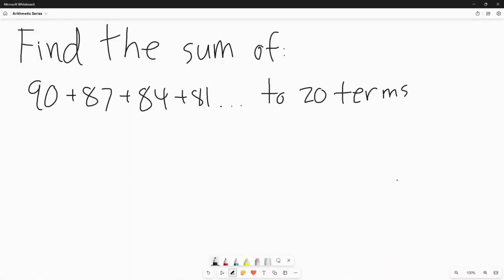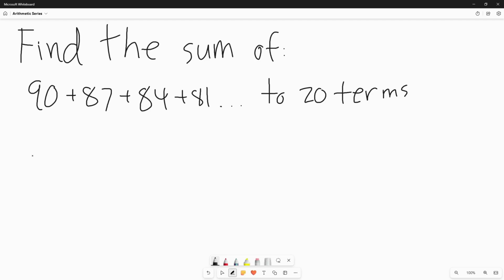Now let's do one last problem. If you think you can do it, then pause the video and try it. This problem is asking to find the sum of this series to 20 terms. So we know that this sequence or series has 20 terms, but we don't know the last term, and we need to find that out.